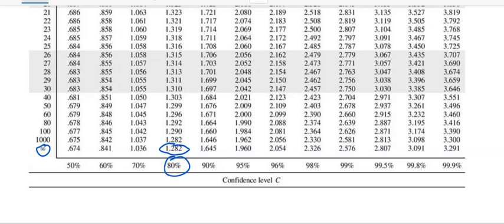What's nice about this thing is I just look up my standard values. The one that was in question was 95. So there's 95%. Here's the Z-score that I want. That's my critical value.